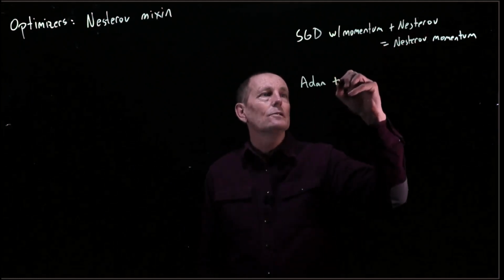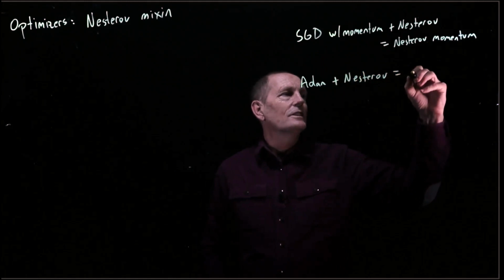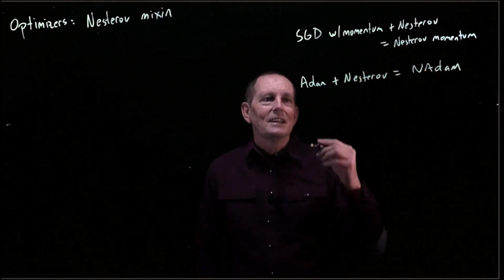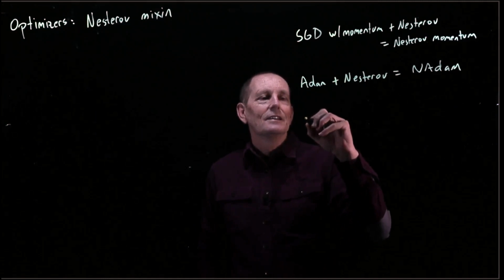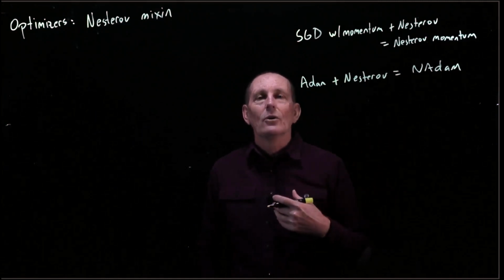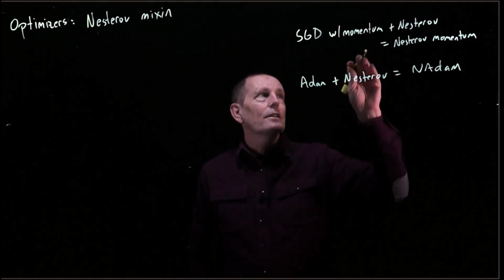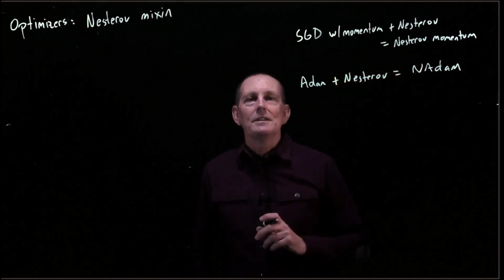We can take Adam plus Nesterov, and we get what's called Nadam. We could certainly take Adagrad plus Nesterov, or RMSprop plus Nesterov. Anything that has momentum, you could add Nesterov to it.